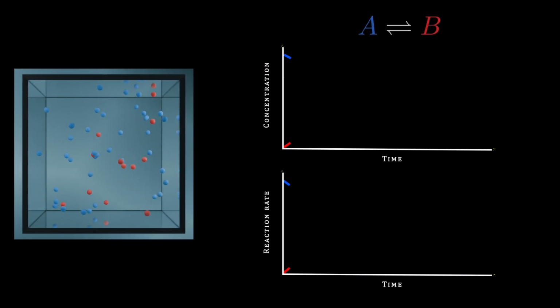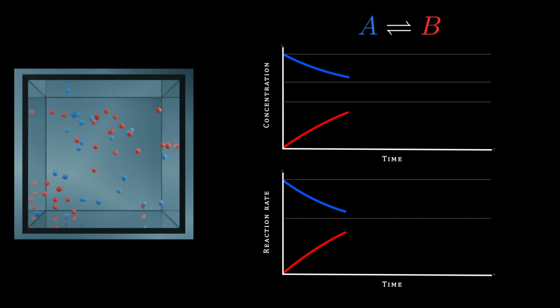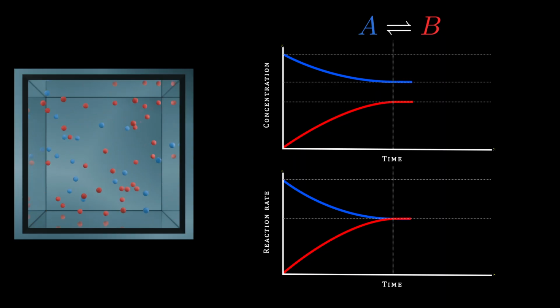If we look at a concentration versus time graph, at first the concentration of B is 0, and the concentration of A is high. As the reaction proceeds, the amount of A decreases while the amount of B increases. Eventually, both concentrations level off. They do not have to be equal to each other, but they both become constant. This state is called chemical equilibrium.